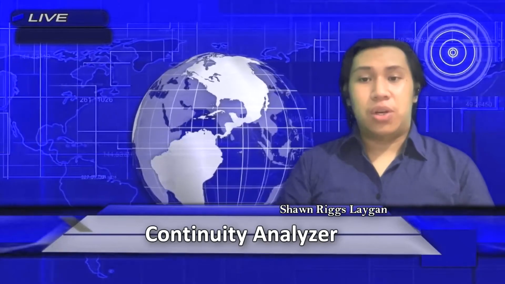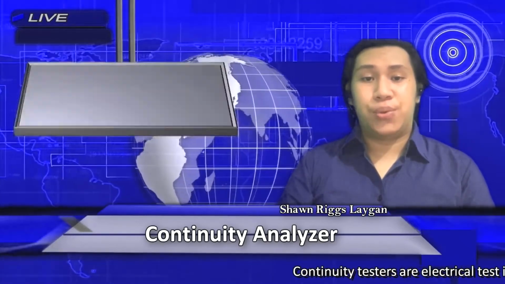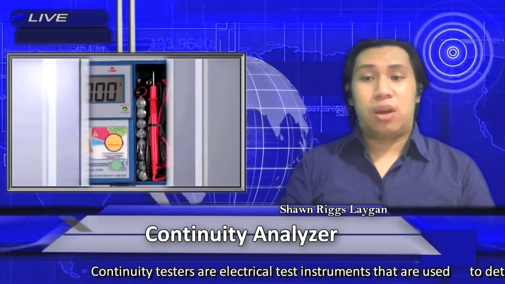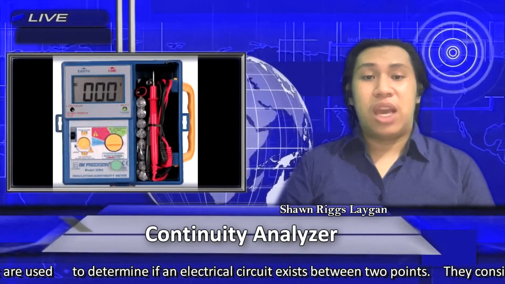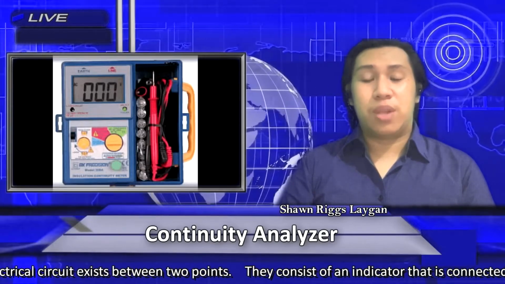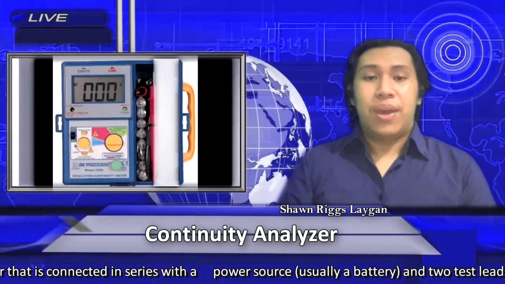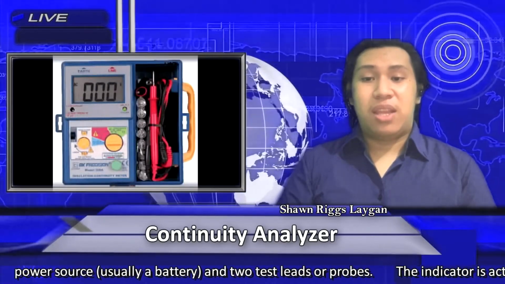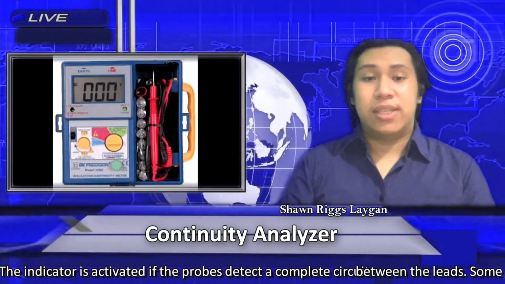Continuity analyzers or continuity testers are electrical test instruments that are used to determine if an electrical circuit exists between 2 points. They consist of an indicator that is connected in series with a power source and 2 test probes. The indicator is activated if the probes detect a complete circuit between the 2 points.